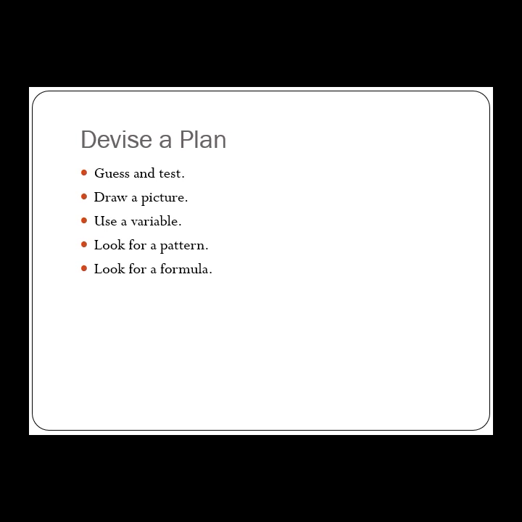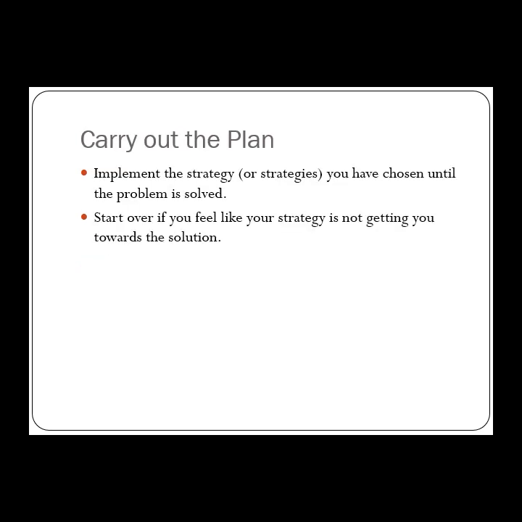Drawing a picture, using a variable. You saw in the last lesson, sometimes I wrote a variable, but sometimes I just put a box so I knew what I was going for. Looking for a formula. In this section, there will be some problems that involve formulas, but the formulas will be given to you. So it's not something you need to memorize. It'll be in the problem and you'll need to know how to use it. Most of the strategies I'm going to demonstrate are going to be solving equations like we did in homeworks 13, 14, and 15, but you might have a trial and error type strategy.